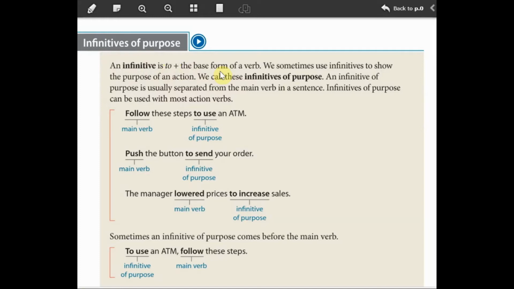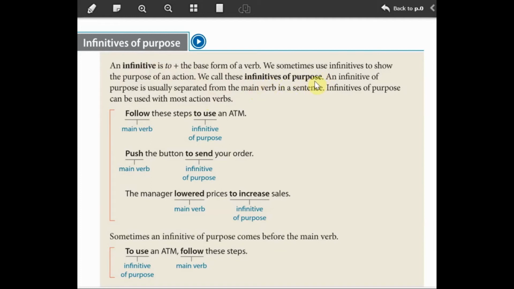So for example, when we say, I want to study, to study is an infinitive. I must eat, so I want to go to the restaurant. To go is an infinitive. However, in today's lesson, we will focus on infinitives of purpose.